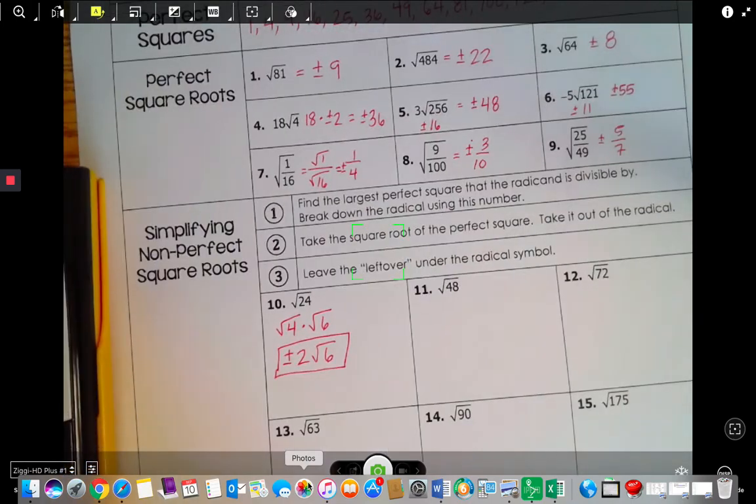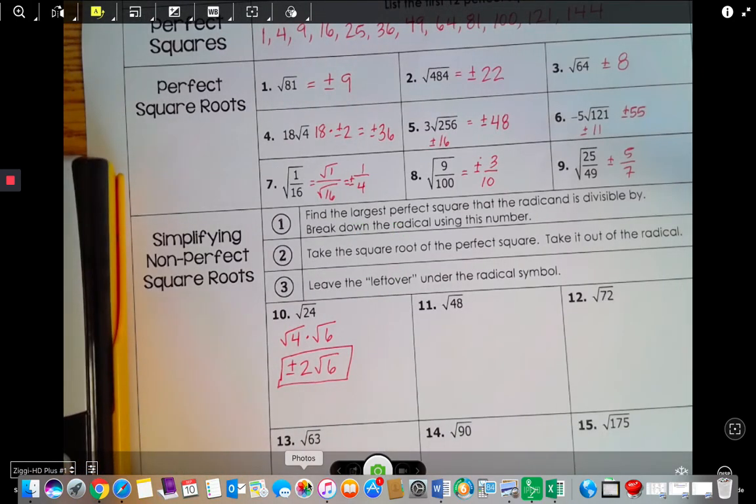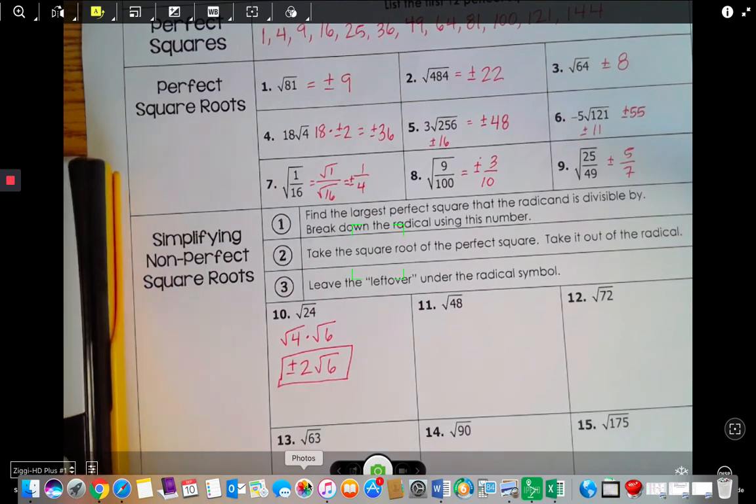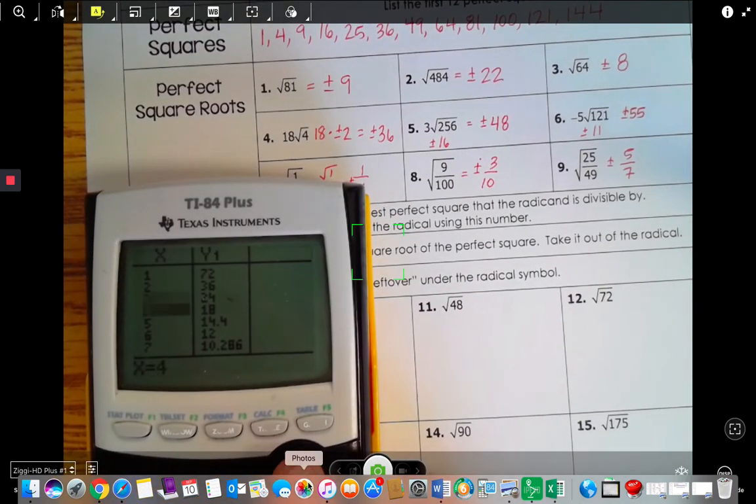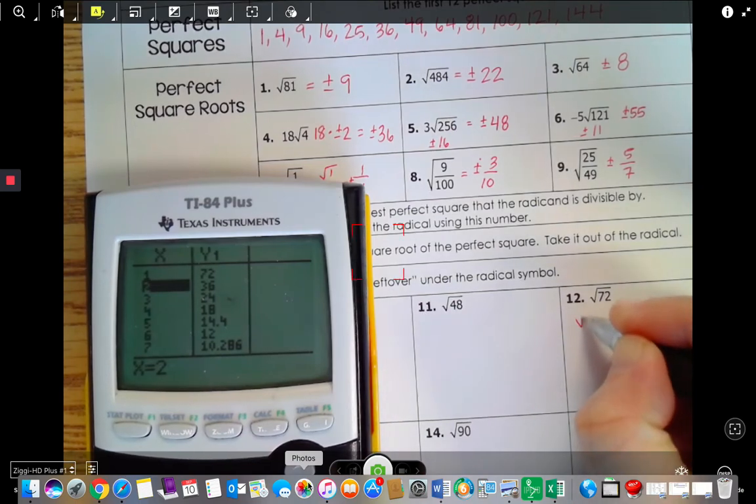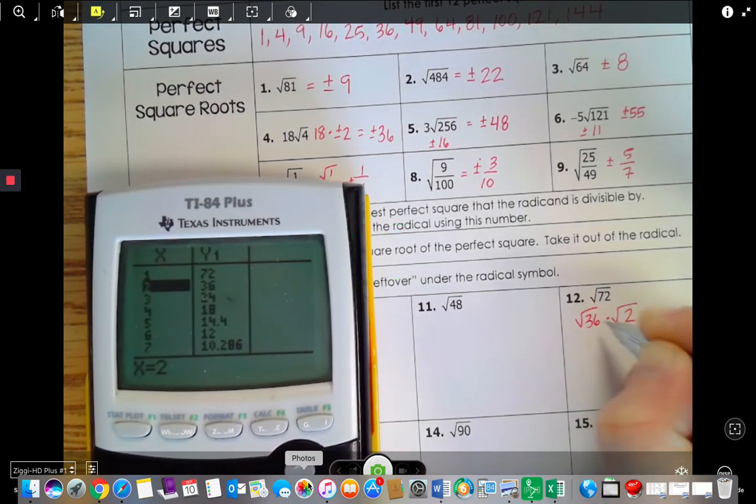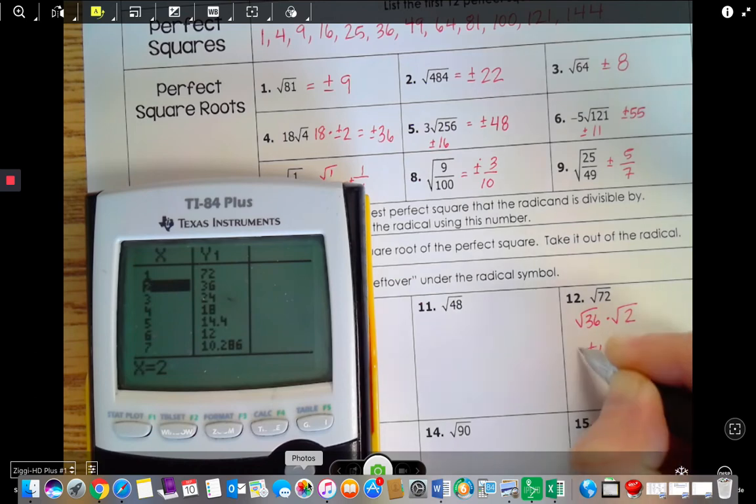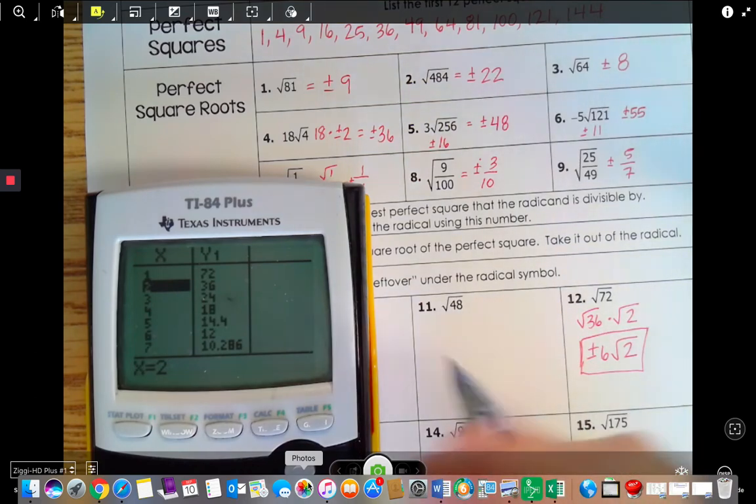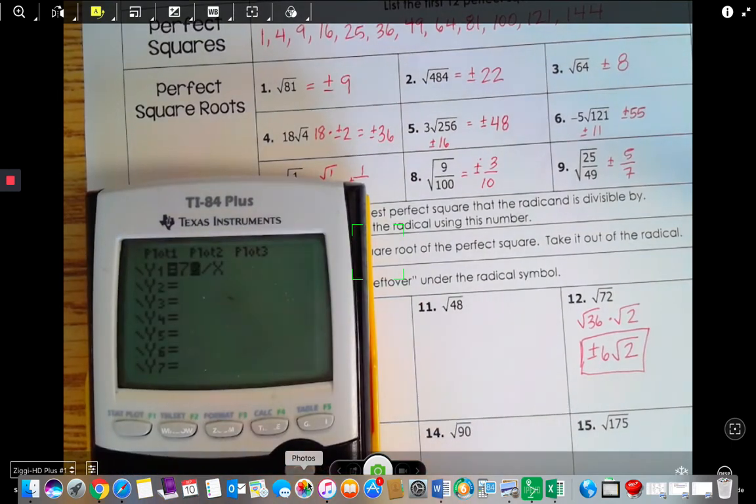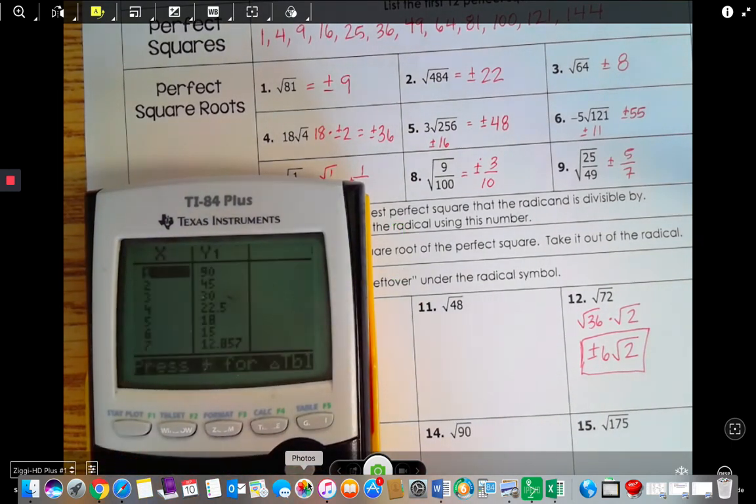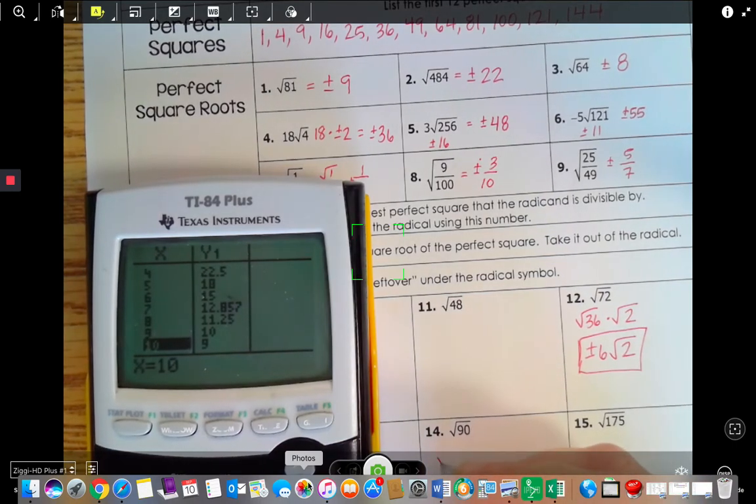So my answer would be plus or minus 2 times the square root of 6. All right, the square root of 72, we're going to do the same. I'm looking for the largest perfect square, and it looks to be 36. So I've got the square root of 36 times the square root of 2. The square root of 36 is 6 times the square root of 2. The square root of 90. Alright, looks like it's going to be the square root of 9 times the square root of 10, or plus or minus 3 times the square root of 10.